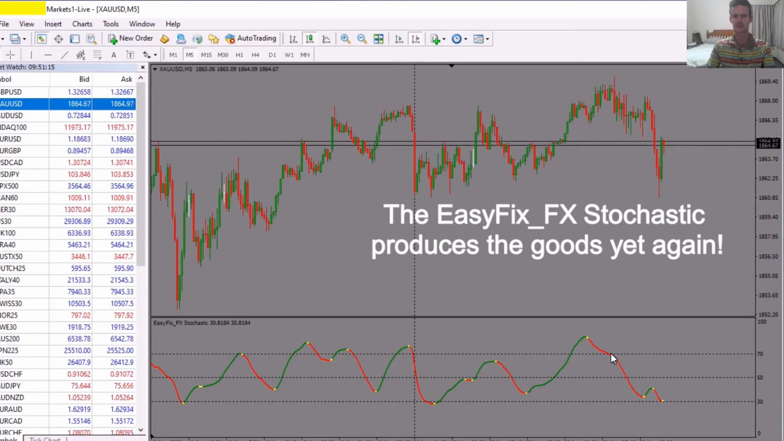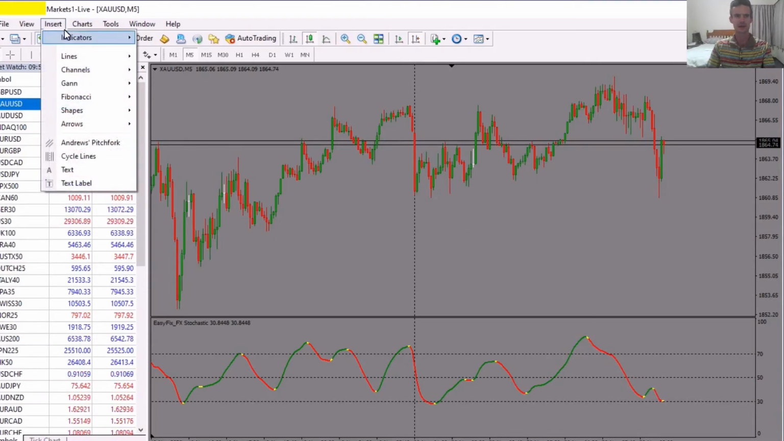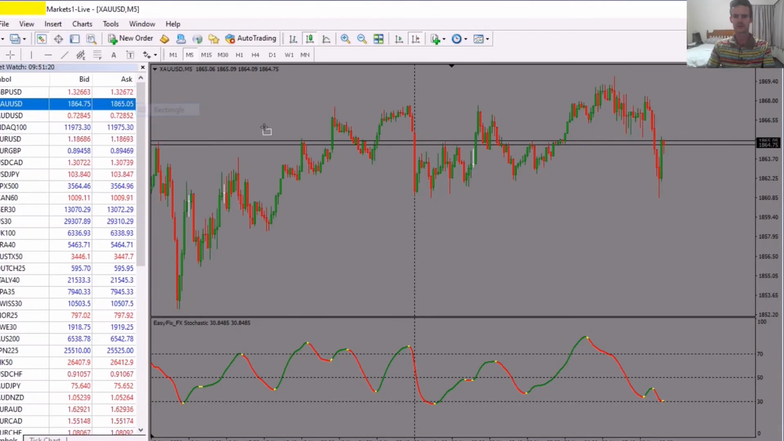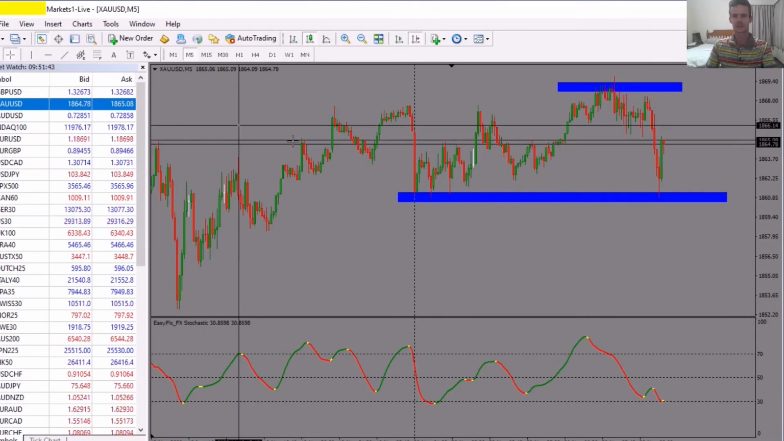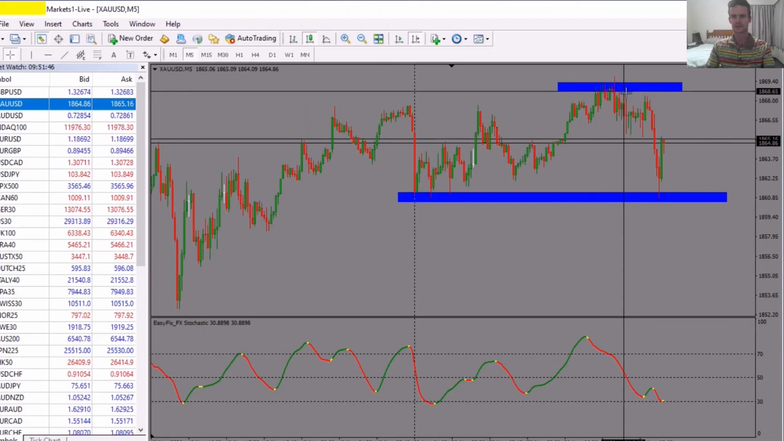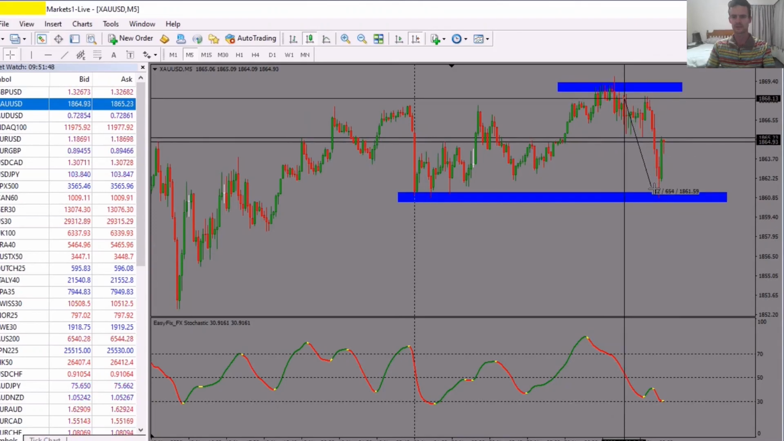As you can see, just look at the power of the stochastic, guys. You can see it drop below the 70 zone, and look how far price dropped. The market makers went on a liquidity grab just above that resistance zone that I was showing you earlier. But it reached the 1860 price level. This zone over here, this support zone right over here, where price keeps bouncing. As you can see now, it's bouncing up, and the stochastic is showing us that it's overbought. But I'm pretty sure it's going to drop through this level.